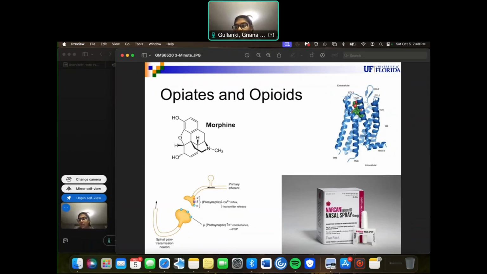So as opioids have changed the face of pain management in the medical field, they are just as dangerous and should be used carefully.